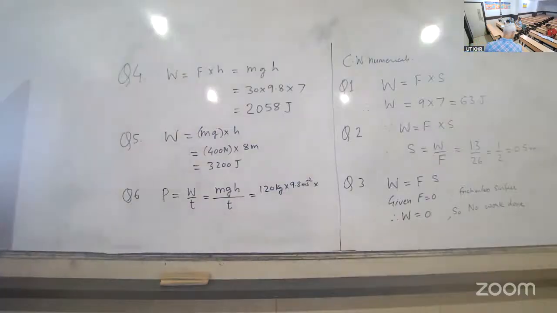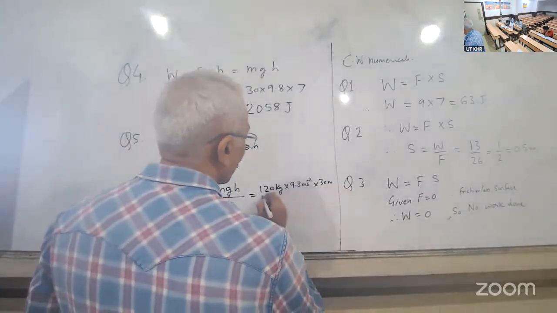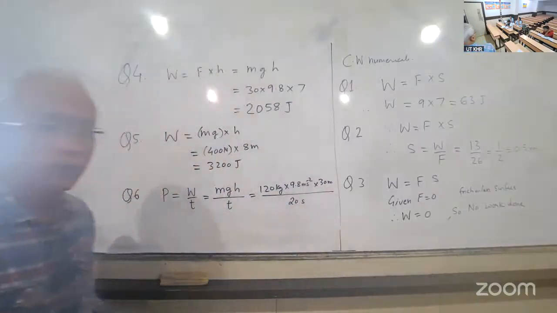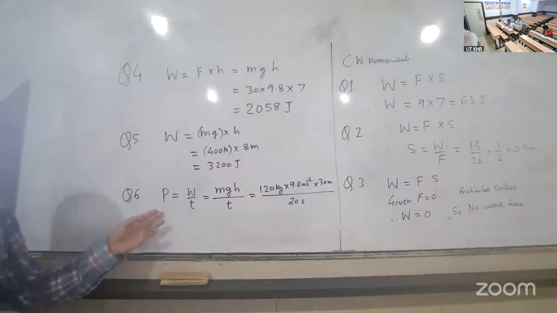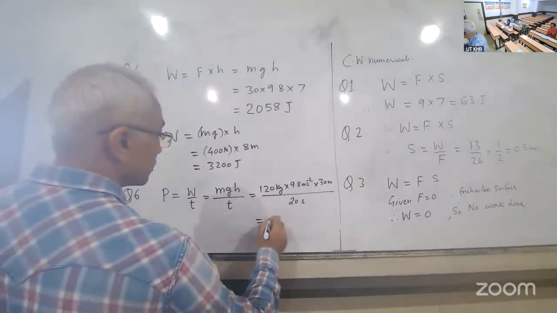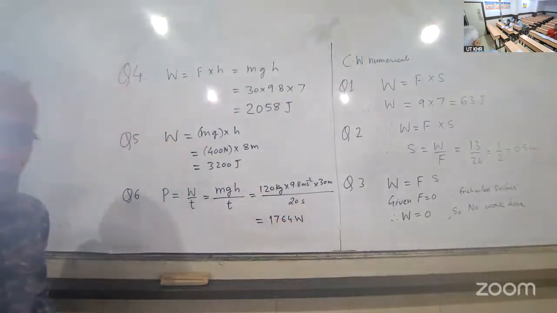What is the height? 30 meter. And time is 20 seconds. So what you're calculating is power. When you solve all that, you should get 1764 watt. Just verify that.